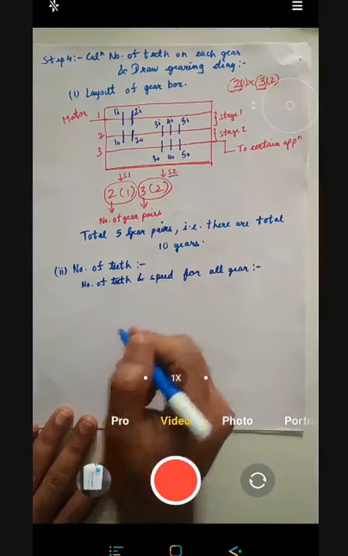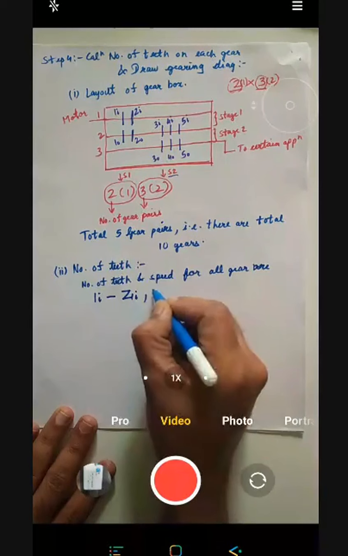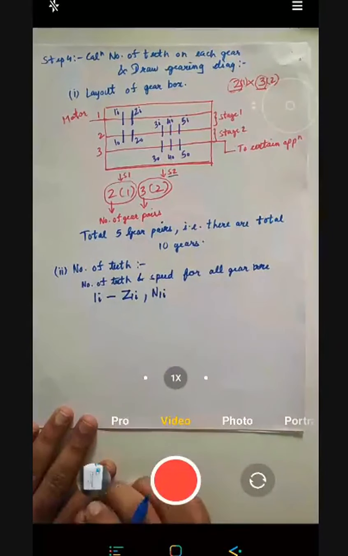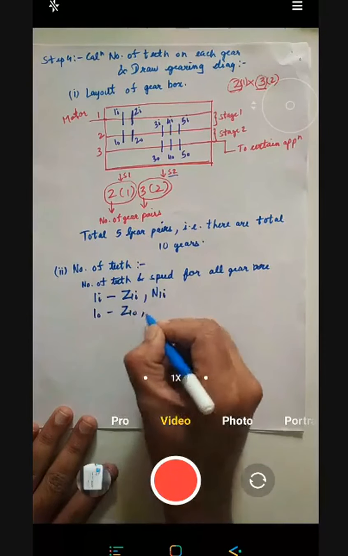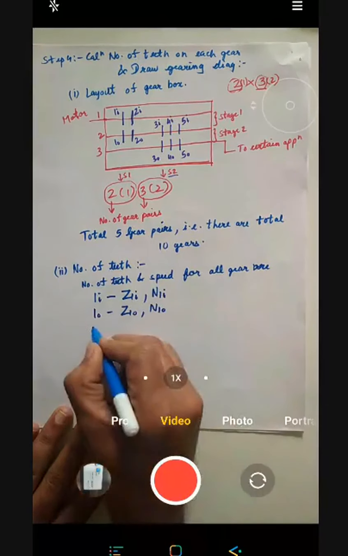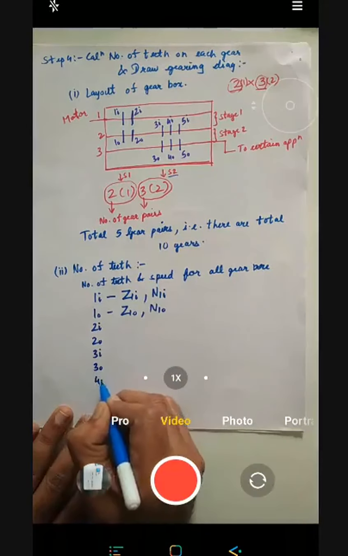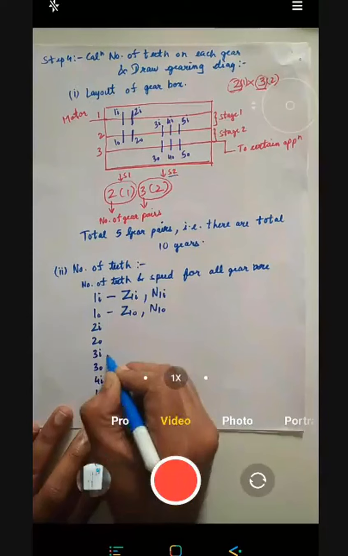Just see, for the first gear, number of teeth will be Z1I and speed will be N1I. This should be made clear so that once we move ahead, there should be no problem identifying the symbols. So for one output, number of teeth will be Z1O and speed N1O. For second output, third output, fourth output, fifth output, same way we will proceed.